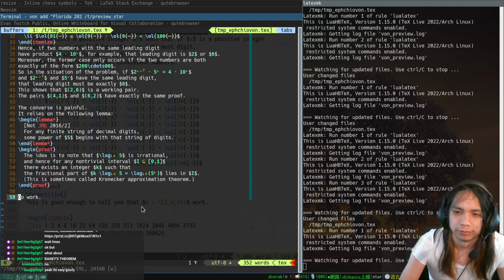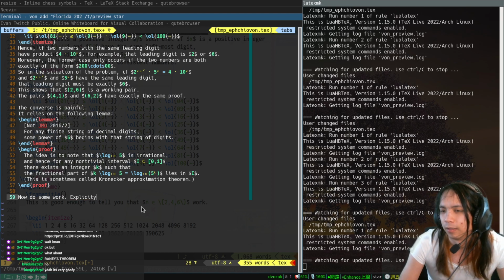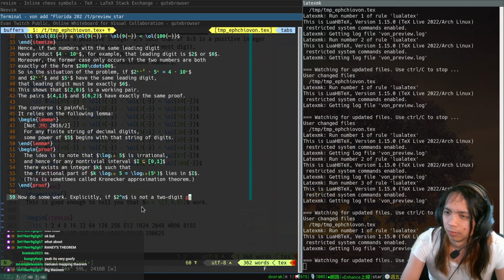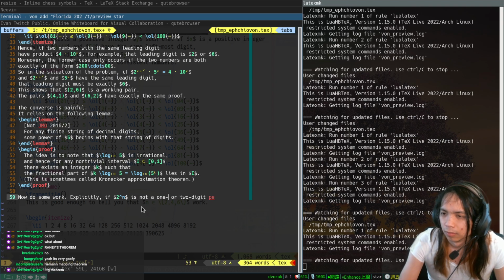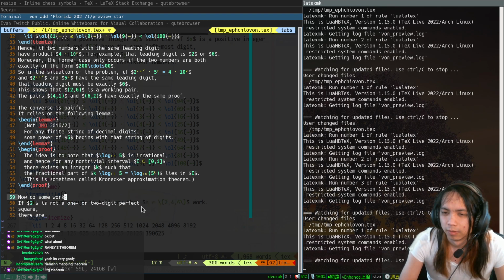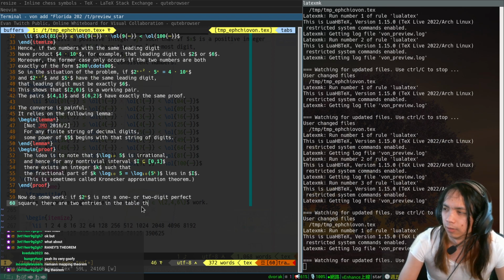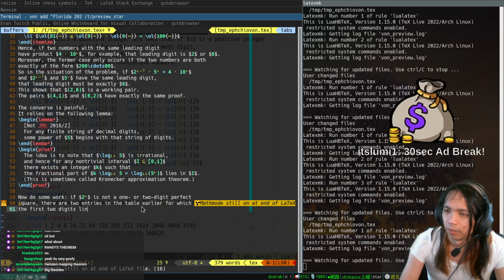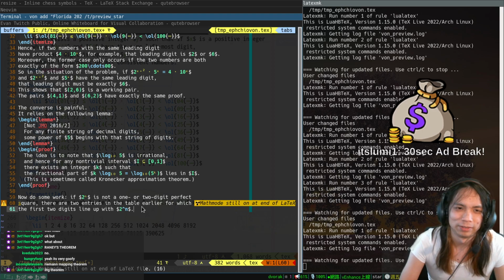Now we need to do some work. Explicitly, if 2 to the n is not a 2-digit perfect square, there are two entries in the table that could give to the earlier, for which the first two digits line up. Wow, someone saved up for an ad break.